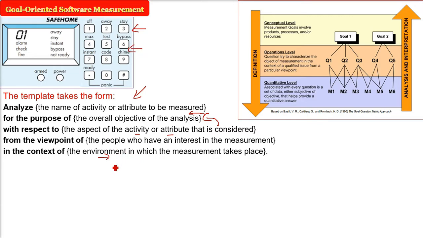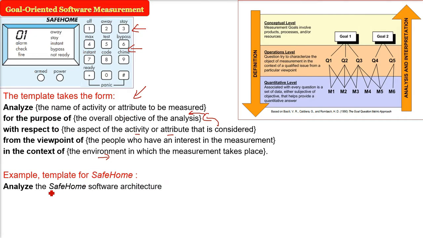So let us fill it and see what we can do, because we have to start with the question. The template will be fulfilled. For example, the template for safe home will be like this. We need to analyze what? The safe home software architecture. For that we need certain metrics. So the software architecture is the overall structure of the software, like how the components are, how they are interfaced.